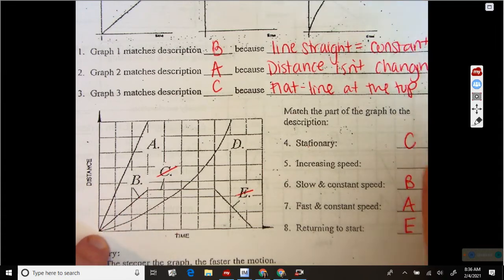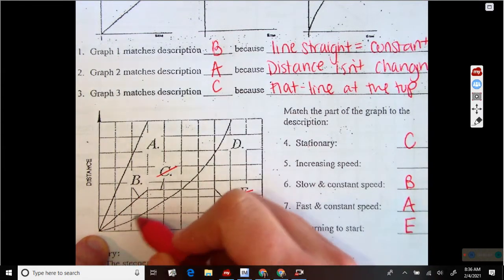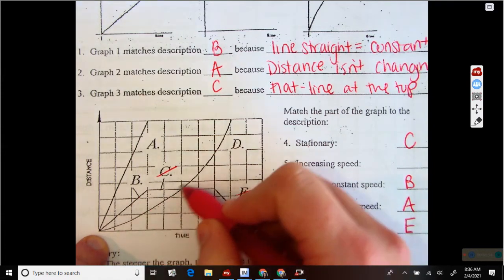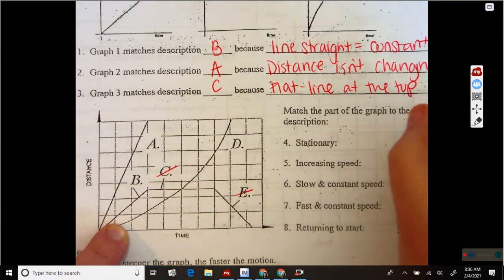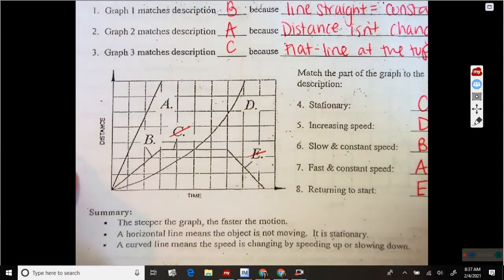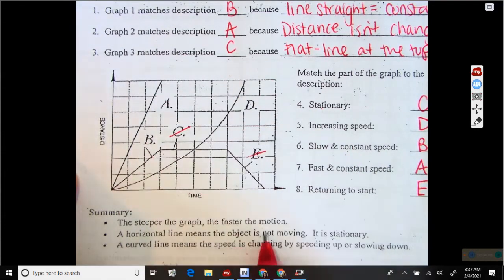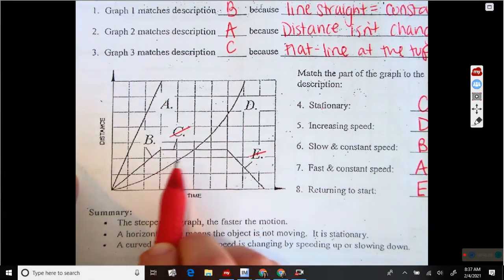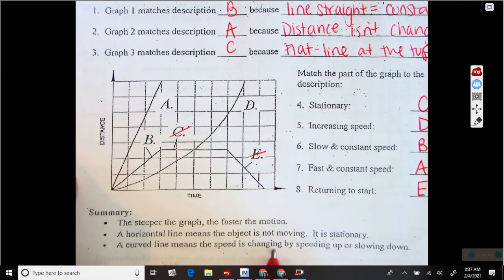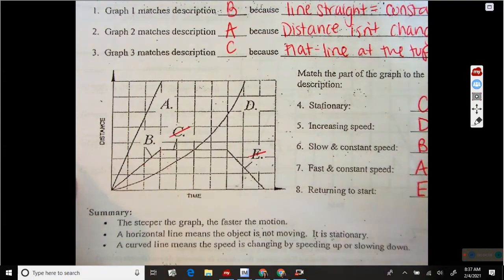And then 5, increasing speed. D is the last one we have left, and it is increasing speed, okay, because we're going at a certain rate, and then we start going up more, but it's not constant, so D would go there. So just to review, the steeper the graph, the faster the motion. That's why A is faster than B. A horizontal line means the object is not moving, it's stationary, and a curved line means we're changing our speed, but we are speeding up. So if it was going down, it would mean we were going back and we were slowing down, okay?